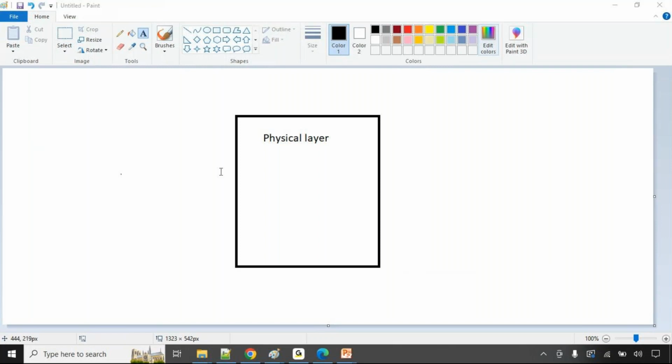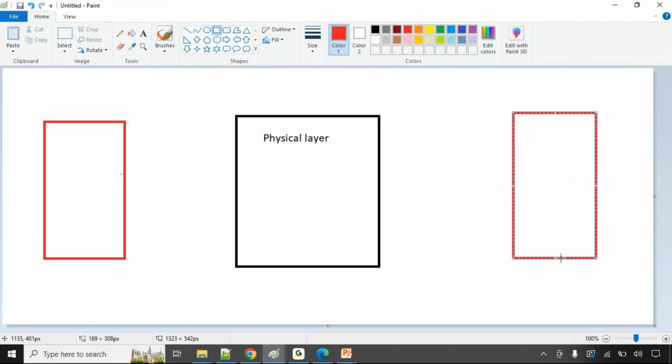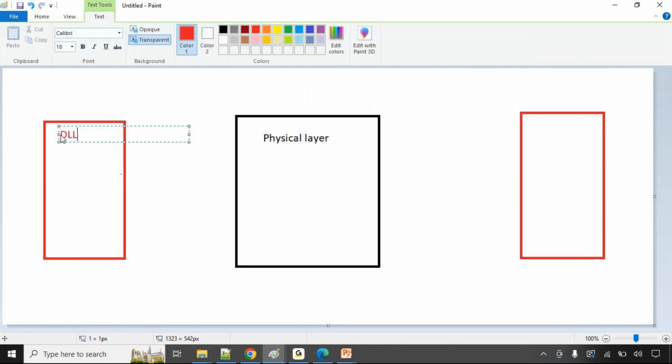What all interfaces does it have? On one side it has got a DLL block. On the other side you have got a pipe. So this is the DLL.